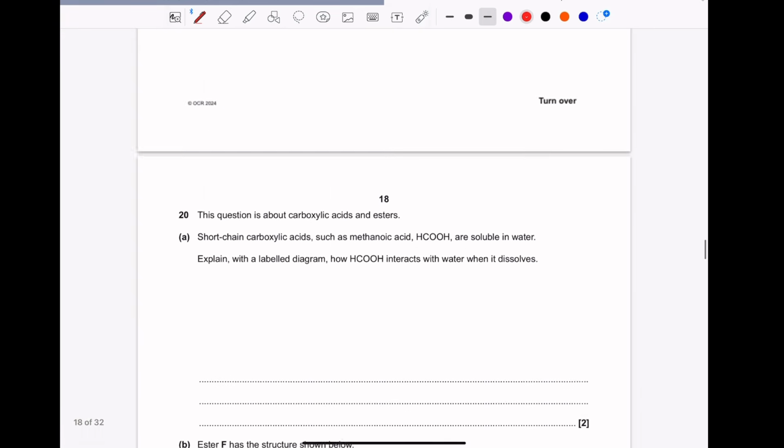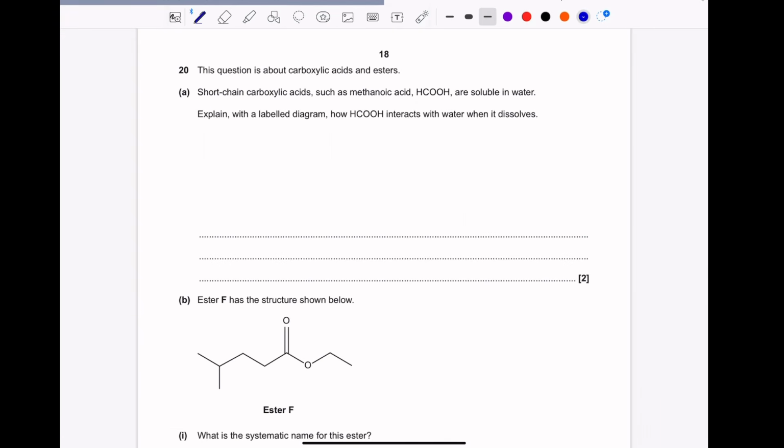Then that brings us to question 20, which is about carboxylic acids and esters. Short-chain carboxylic acids, such as methanoic acid, are soluble in water. Explain with a labelled diagram how methanoic acid interacts with water when it dissolves.